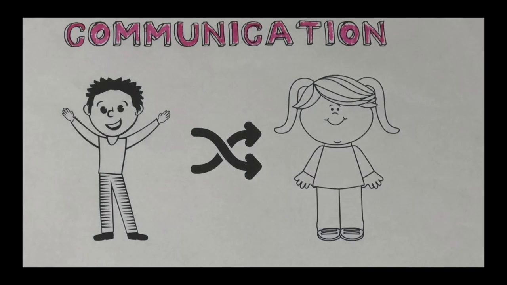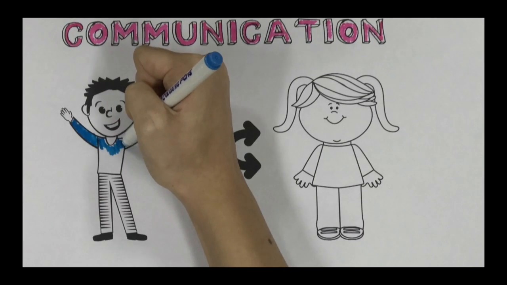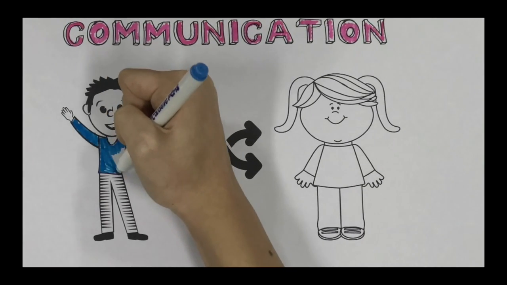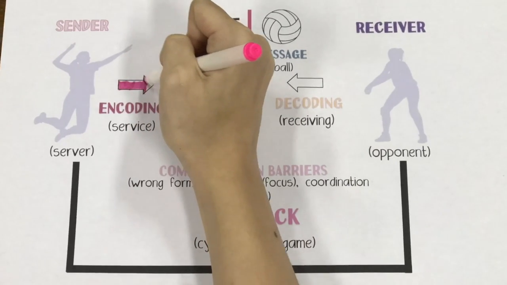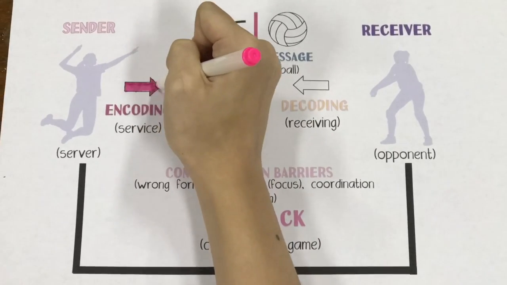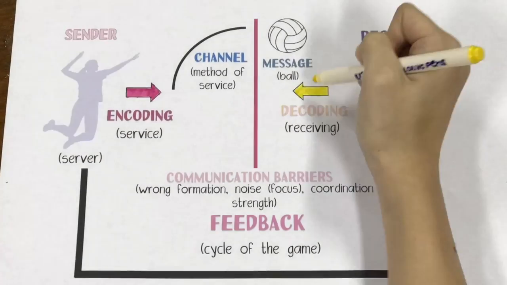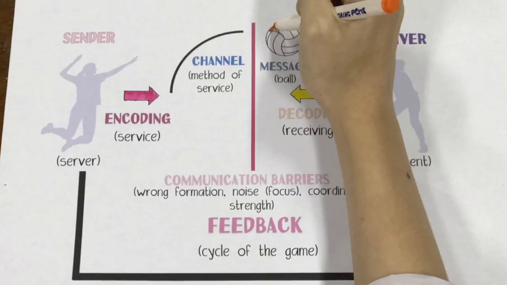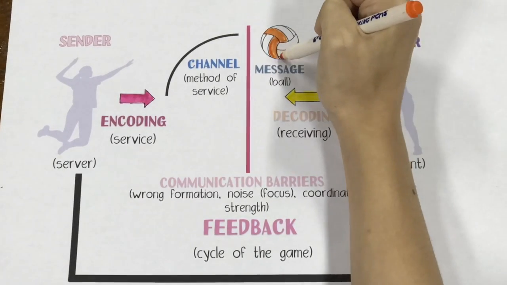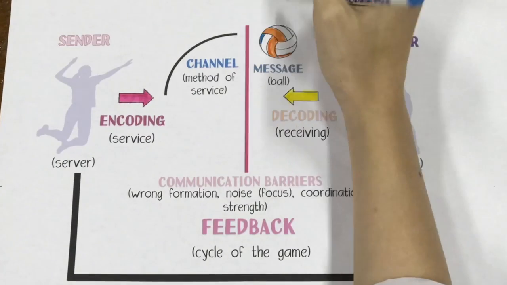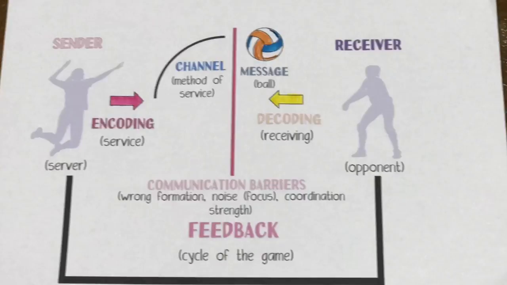to achieve mutual harmony. However, you may be wondering how a dynamic process of communication can be related to the sport volleyball. Let's dig deeper into each element. The communication process starts with the sender. In a volleyball game, the sender is a server which serves and encodes the message through a channel. After the service, the ball or the message will now be relayed to the receiver. In this case, the opposing team will be the receiver, which is accountable for the decoding of information.